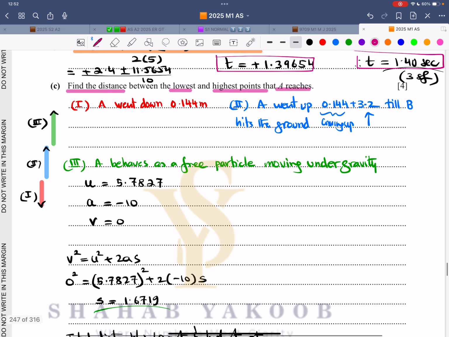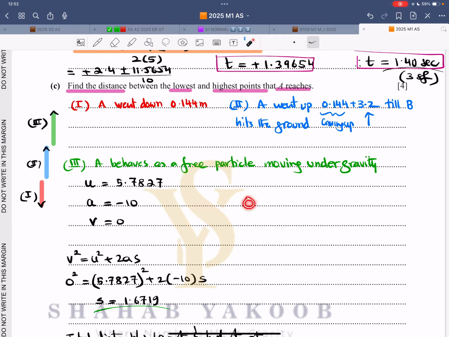Now here comes the important part, and for that we need method one also. Find the distance between the lowest and the highest point that A reaches. So first of all, A went down this many meters. We already did the calculation, and that is the red part. So that is this part, that A went down 0.14. Now A went up 0.144 plus 3.2 till B hits the ground.